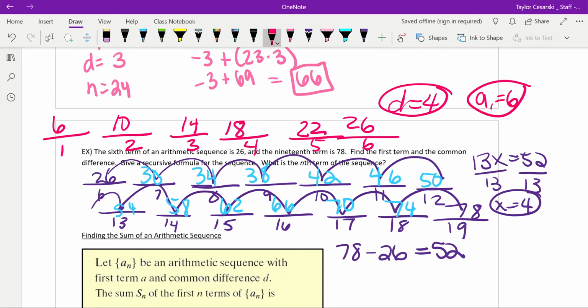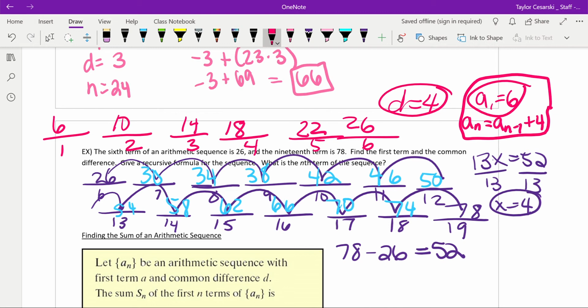That's my first term. All right, so then the recursive formula, and then the nth term would just be the explicit formula. So the recursive formula is, part of it's this a sub 1. So a sub n equals a sub n minus 1 plus 4. So the recursive formula is all this together.